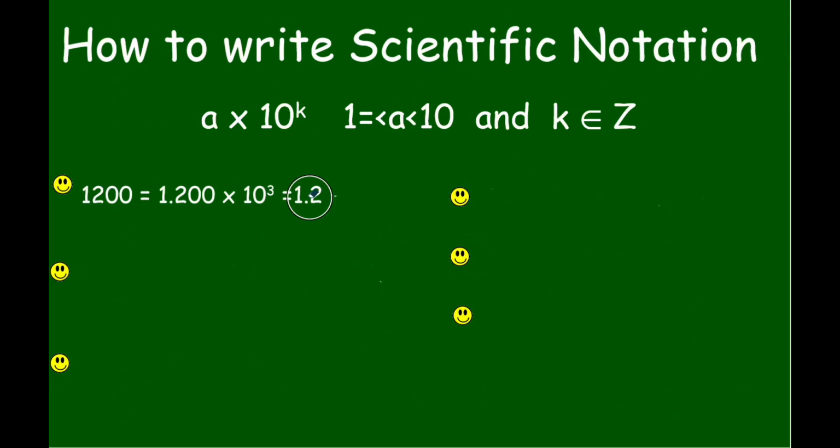Here, a equals 1.2, which is between 1 and 10, and k equals 3 because 1200 is 12 multiplied by 10 3 times. Let's look at two similar examples to solidify our understanding. I encourage you to pause the video and try converting these numbers into scientific notation yourself before I reveal the answers.